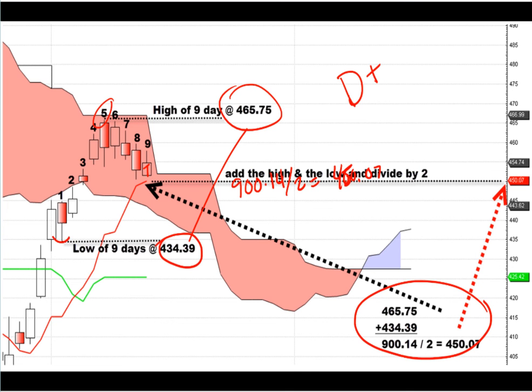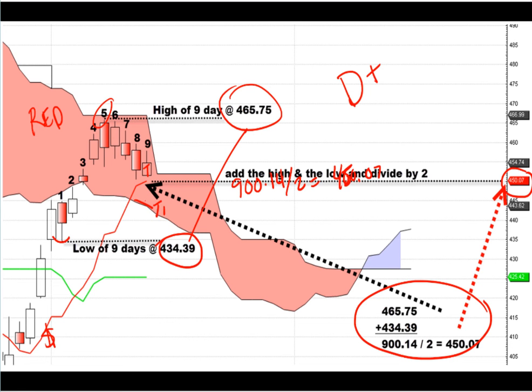Okay, so the platform for the most part is going to calculate all this stuff for you. But I know there's probably some doctors and some engineers in the room, and if they don't know how this stuff's calculated, it freaks them out. So if we know that we're coming from below the cloud and the cloud is red, which means we're bearish, and we slam into the cloud and then we start to roll over through the turning line, if we short here at 450.07, where's our next target going to be? It's going to be at the bottom of the cloud here, target 1.